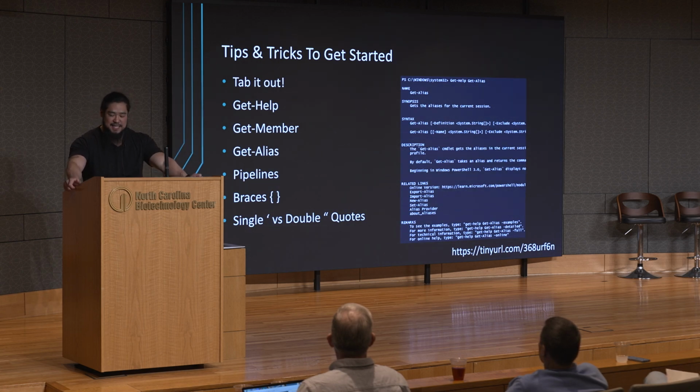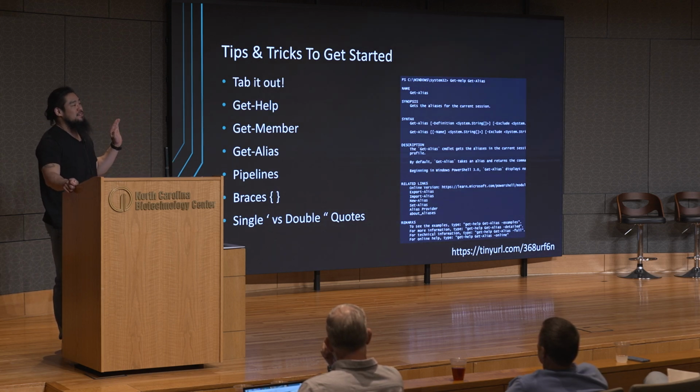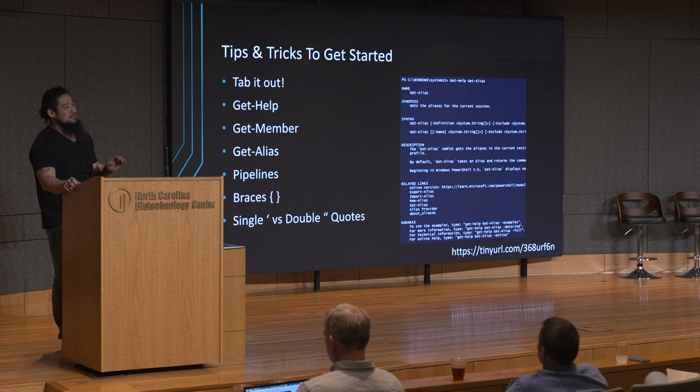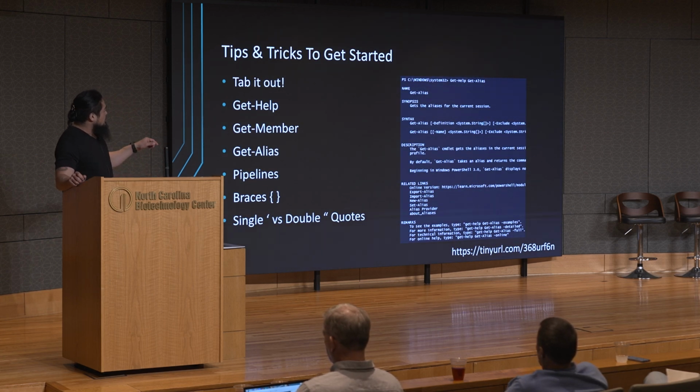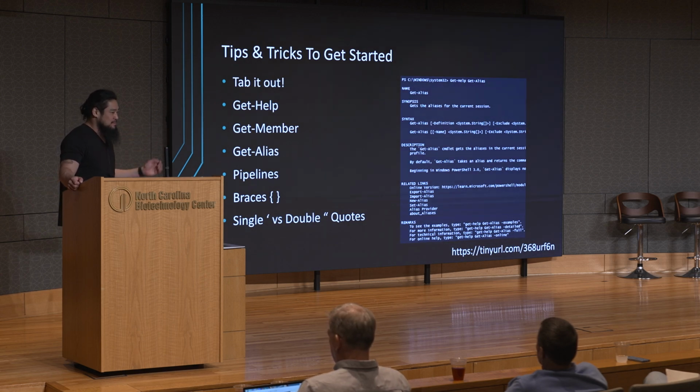Then we have some commands that, if you're a beginner, you should start learning. Get-Help, Get-Member, Get-Alias. So these three things: Get-Help is, as you might expect, going to give you the help info on whatever command you're looking at. And we'll take a look at that example right here. So Get-Help for Get-Alias. And you can see what the help menu is telling you. It gets the aliases for the current selection.